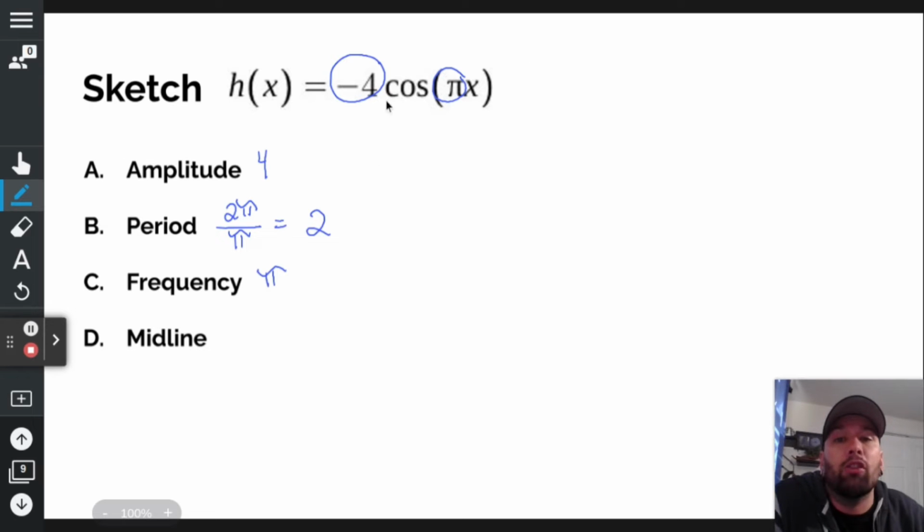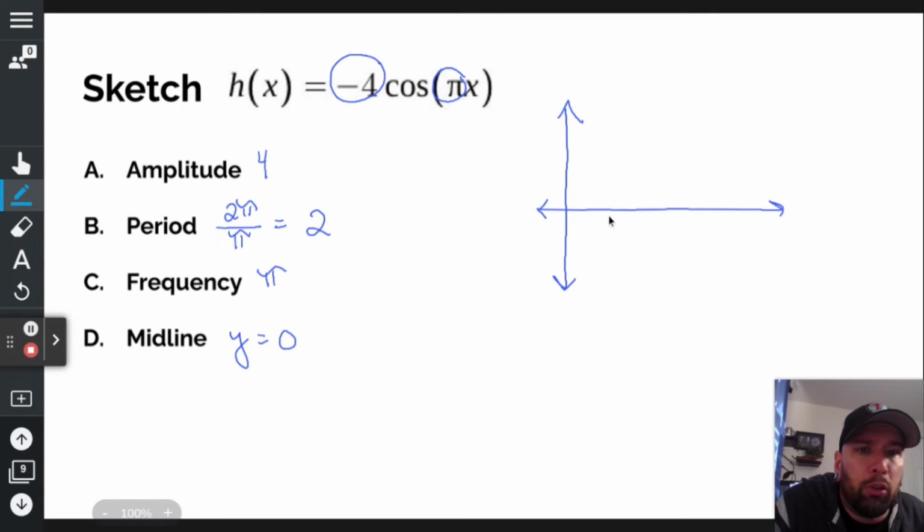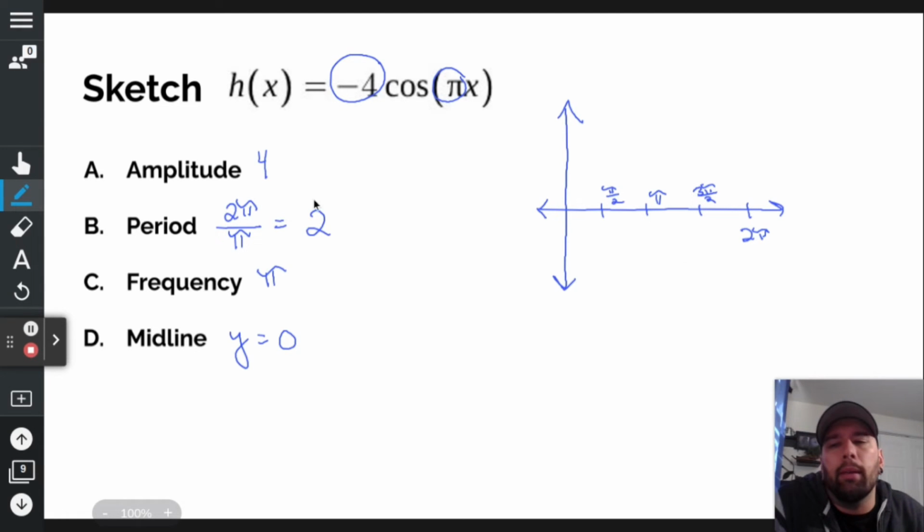The midline is where I'm going to have a horizontal line cutting this in half. Since I'm not adding or subtracting anything, the midline is going to be the x-axis, which is the equation y equals 0. Now I'm going to sketch this on the interval between 0 and 2 pi. So I'll put 2 pi there, regular pi there, and half and half, so pi over 2 and 3 pi over 2.